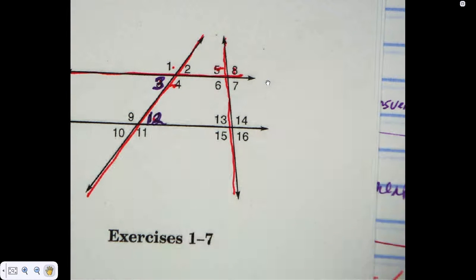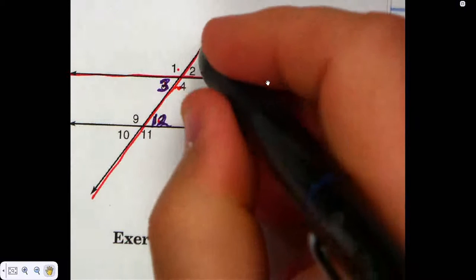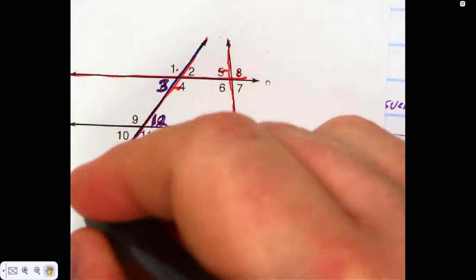Now, what lines am I talking about in perspective to? Which one's my transversal? This one? Isn't that my transversal there?